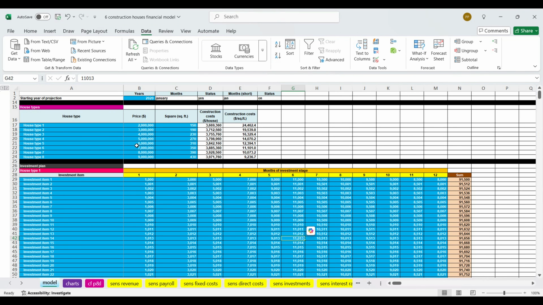Hi everyone. Today we will be overviewing one of construction models. So there are a lot of variations of construction financial models. Today we will be building houses.